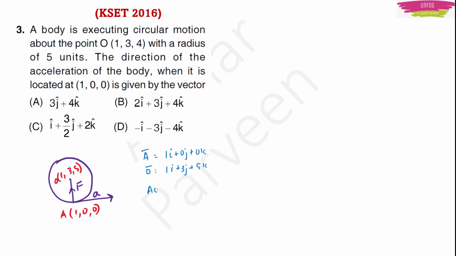Now if I want to find AO vector, I will have to subtract, right? I will write first the final thing, the O vector, i plus 3j plus 4k, minus i plus 0j plus 0k. This will give me i minus i is 0, 3j minus 0 will be 3j, and 4k minus 0 will be 4k. So 3j plus 4k, option A will be the right answer. Without doing all this you can do it mentally actually. Just write the two vectors and subtract. Okay, this is the right answer.